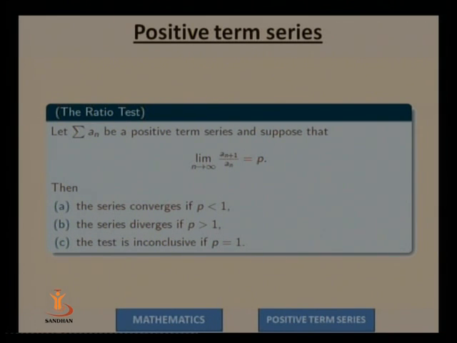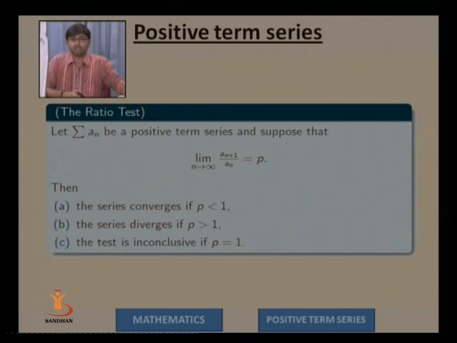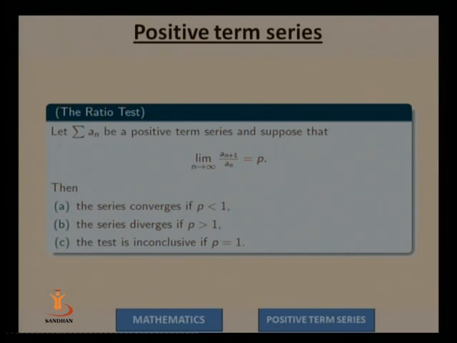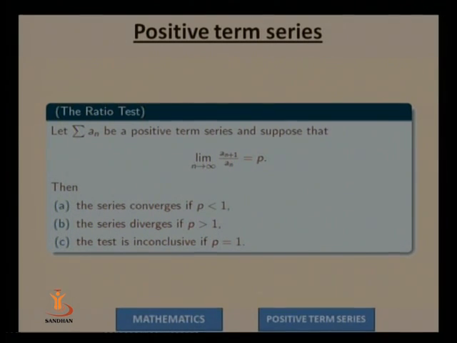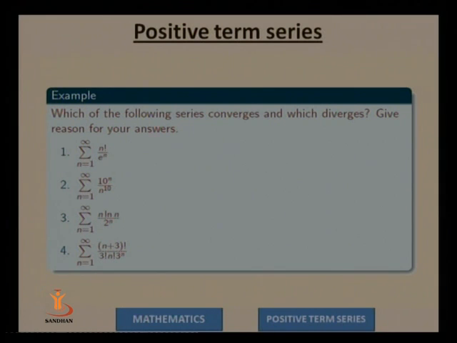Now here a n plus 1 upon an, the name of this test is ratio test, and that is because of a n plus 1 upon an, which is nothing but the ratio of two consecutive terms of a series, right? By the ratio test, if the limit of the ratio is less than 1, then the series converges, and if the ratio is greater than 1, then the series diverges, and if the ratio is equal to 1, then the test is inconclusive. That means we cannot say anything about the convergence or divergence of that series. Now let us see some examples for the ratio test.